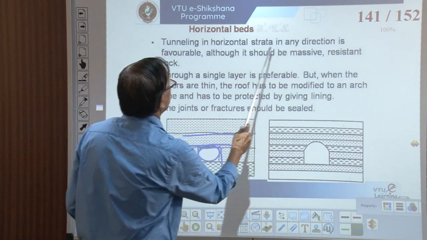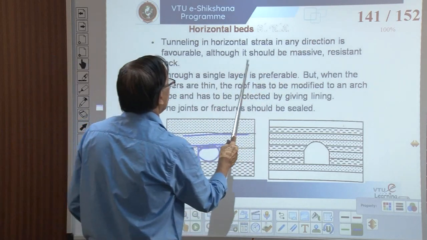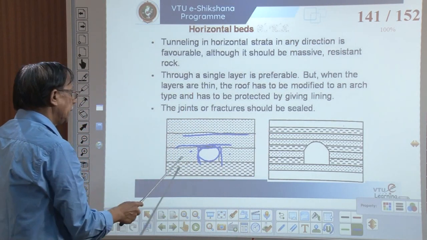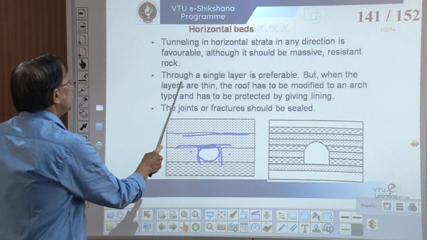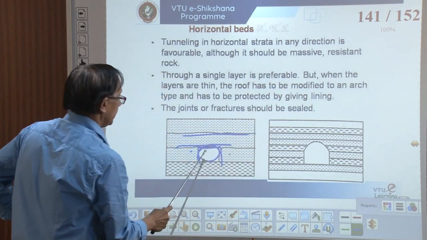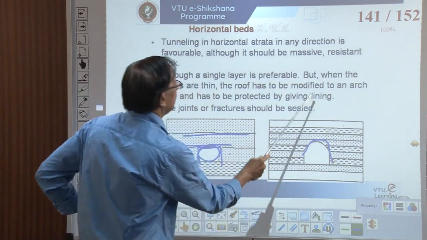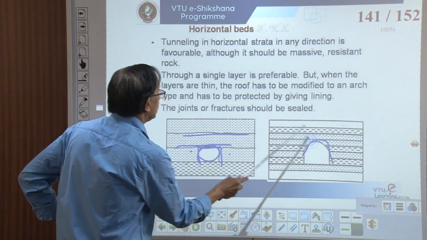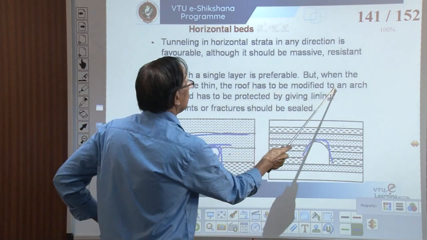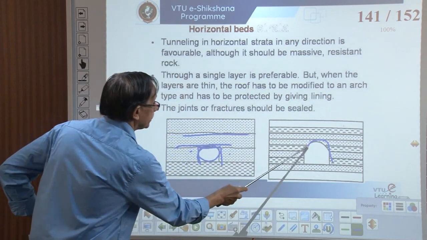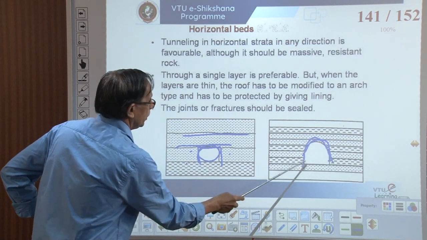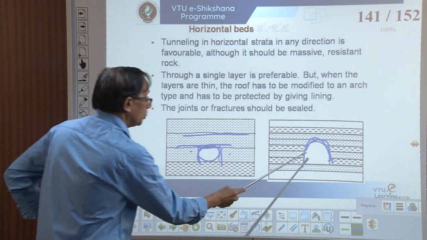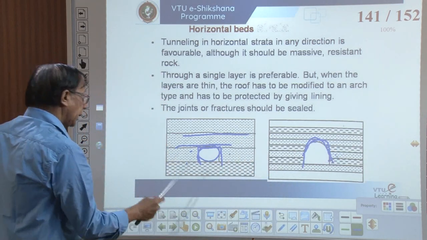Tunneling in horizontal strata in any direction is favorable, although the rock should be massive and resistant. Going through a single layer is preferable. If it intersects several layers, I may have a problem. If layers are thin, then there is a problem. The roof has to be modified to an arch. If thin layers are there, there is a possibility of collapse. I have to modify the roof into an arch shape, and that has to be protected by lining.